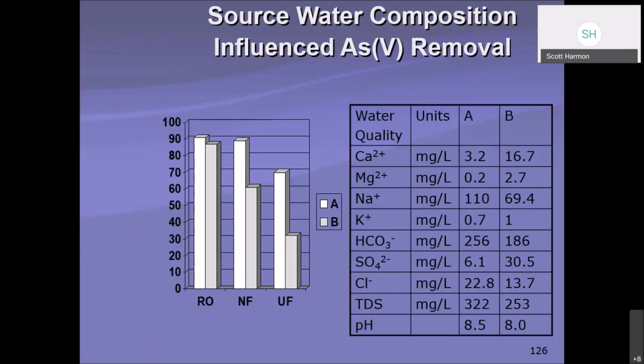Next slide kind of has the water composition and its influence on arsenic removal. So you can go down the column for the RO, nanofiltration, ultrafiltration. See the removal type qualities of this, how it can be removed, how much, that type of stuff. And then to the right, you can see the different characteristics that come into play with the removal of arsenic 5.